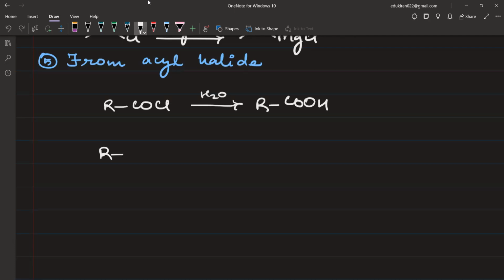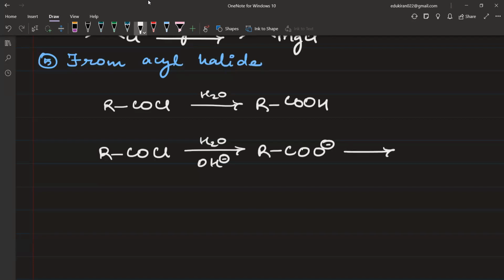But if you do this in the presence of a catalyst, that is a base, you have H2O in the presence of OH negative. So first of all, it is going to give you RCOO negative, and then you have to again add H3O plus, some acid. Once you get the carboxylate ion, you will add acid to get RCOOH. So just the hydrolysis of acyl halide is going to give you carboxylic acid.